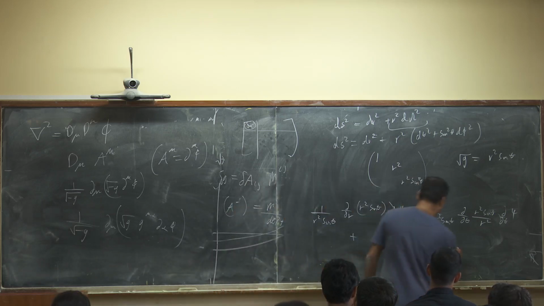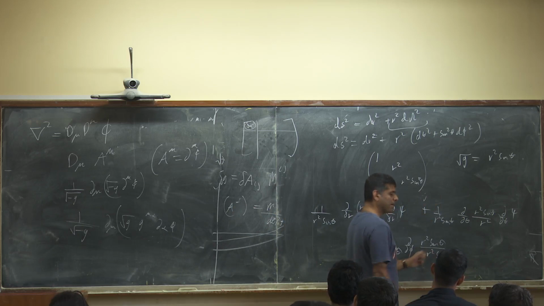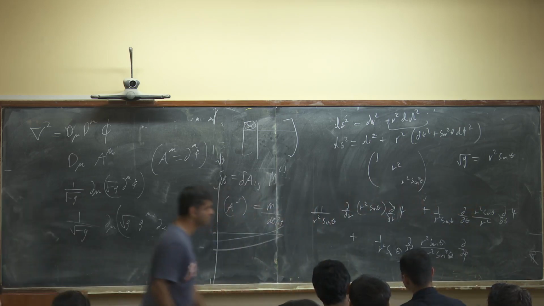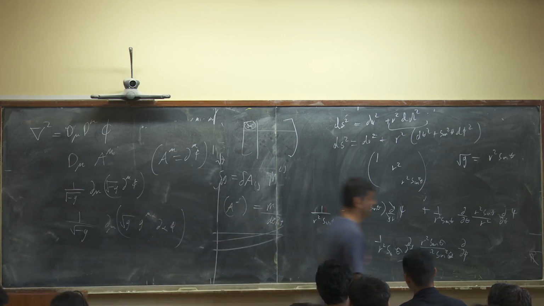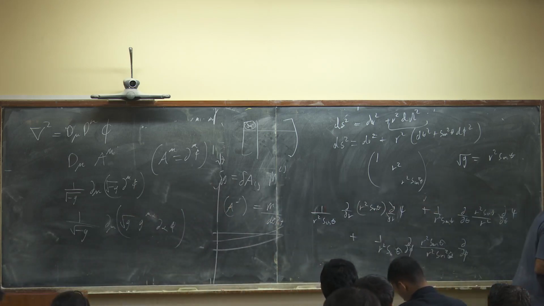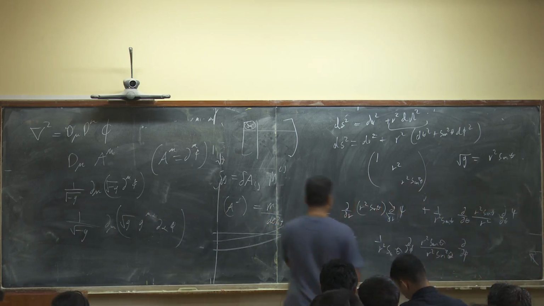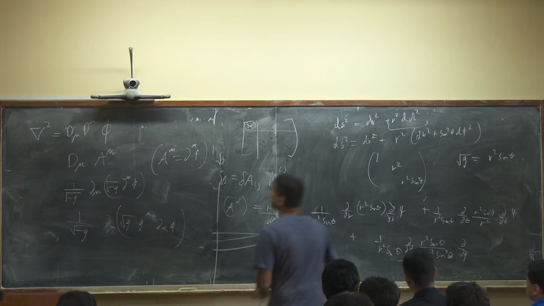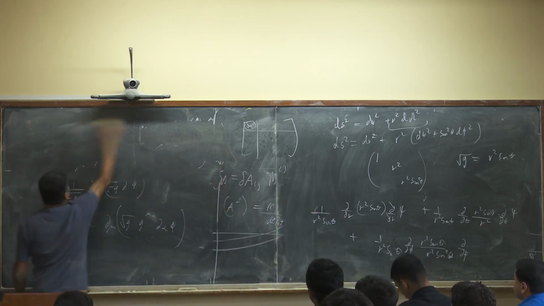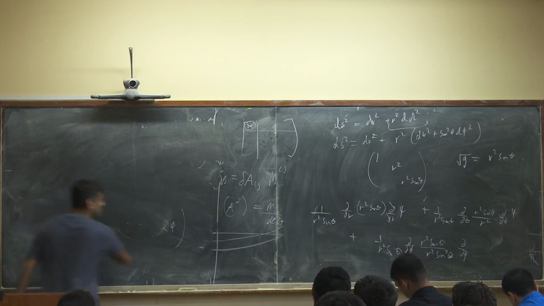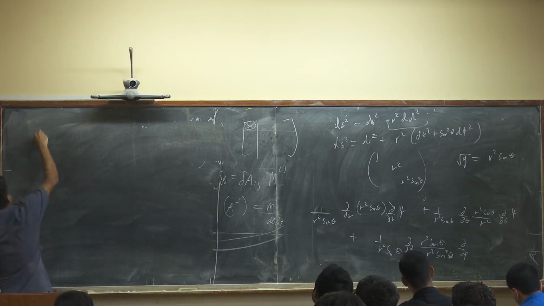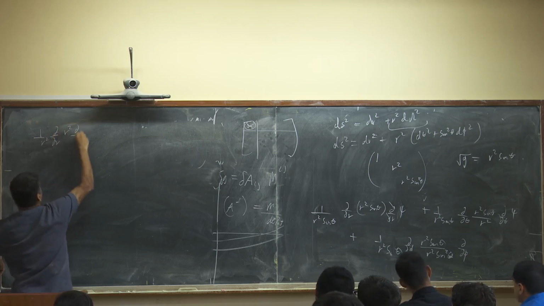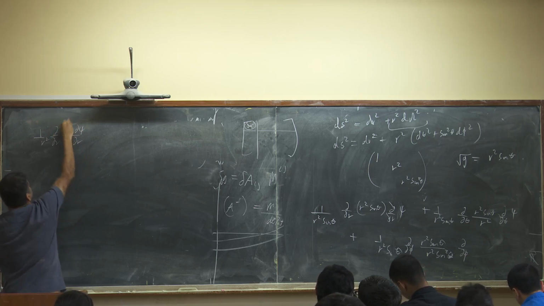Okay, 1 by r squared sine squared theta, times d by d phi. Now let's simplify this. In this term, the sine theta comes out because del by del r does not act on it and cancels this. So we get 1 by r squared del by del r, r squared del by del r psi.